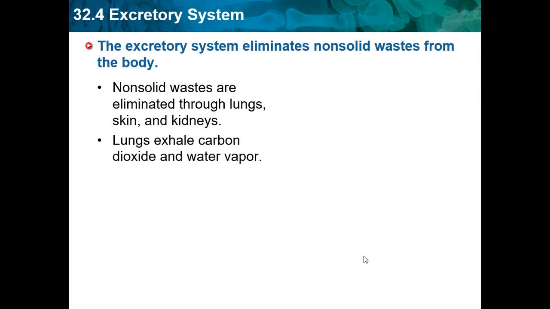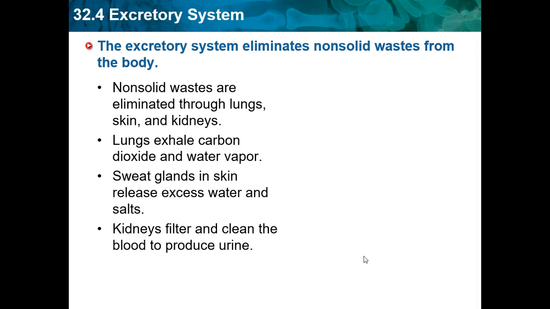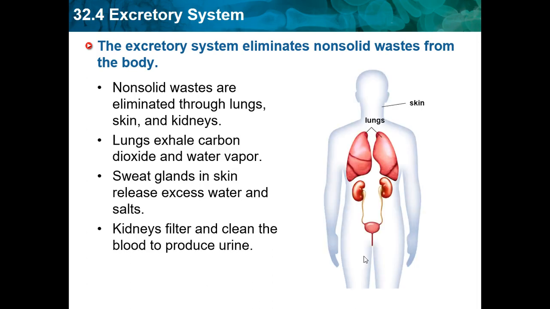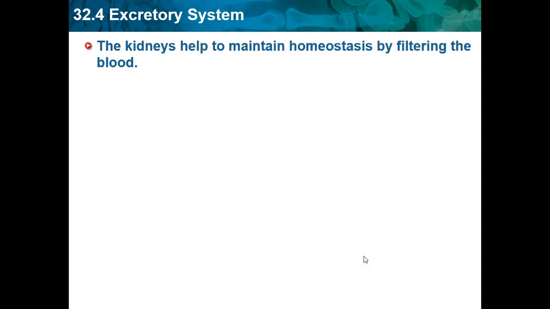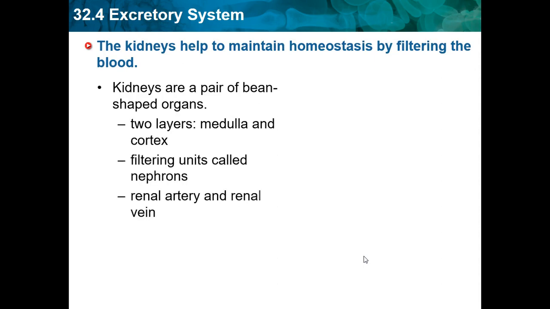Lungs exhale carbon dioxide and water vapor. Sweat glands and skin release excess water and salts, like sweat. And kidneys filter and clean the blood to produce urine. So the kidneys help to maintain homeostasis by filtering the blood. Kidneys are a pair of bean-shaped organs, and they have 2 layers, the medulla and cortex, and filtering units called nephrons.